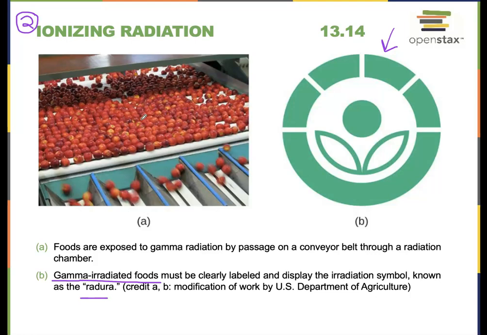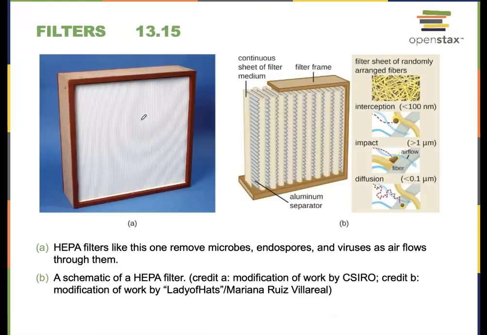So, ionizing radiation. Okay, still going on here. Filters, we know how filters work, right? They move air through the filter, and the filter will trap the particles within the material. There are going to be holes of certain sizes in the membrane, depending on what you want to filter. For example, are you going to be filtering viruses? Then those holes have to be really small, so they trap the viruses in the membrane and they don't move through. So HEPA filters will remove microbes, endospores, and viruses as air flows through them.